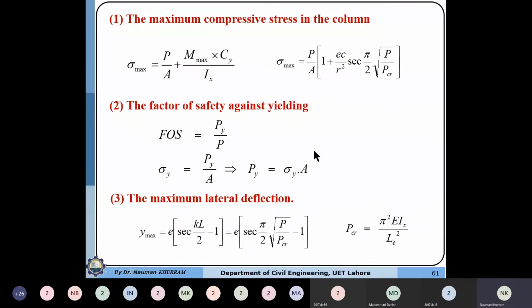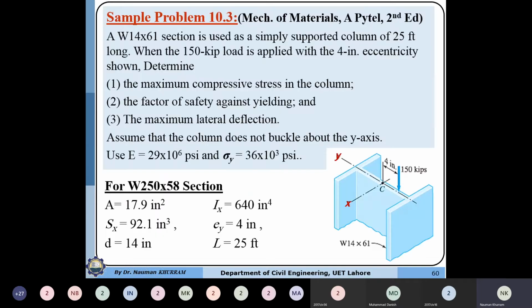And similarly, you can determine the factor of safety. The factor of safety against yielding will be Py over P. So we are given the P value.